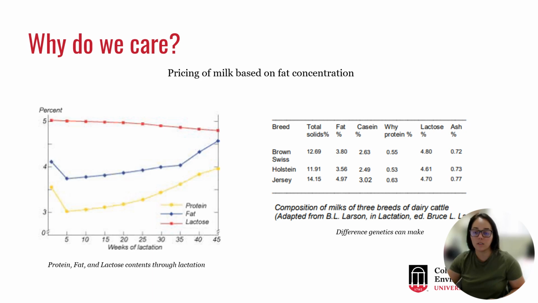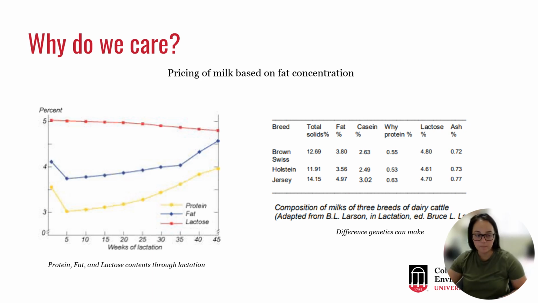But these two graphs here show us how we can maybe get the best out of both worlds. The first graph to the left shows us when protein, fat, and lactose are at their peak through the entire lactation process. Based on this line graph, we can see that fat and protein are the highest at the beginning of lactation as well as at the end. Just after the beginning, they drop off, and then they start to build up again.